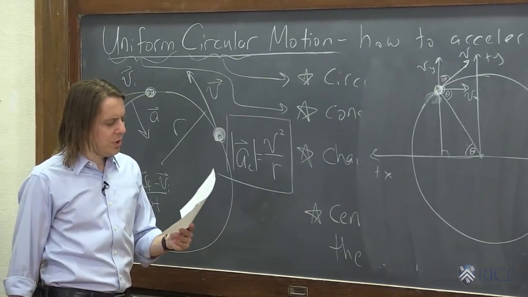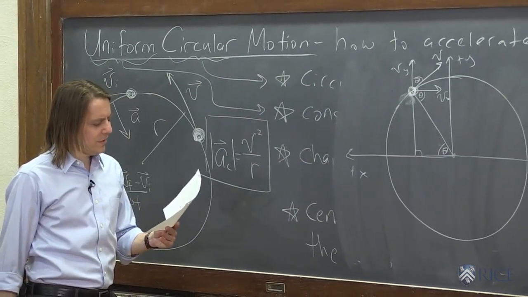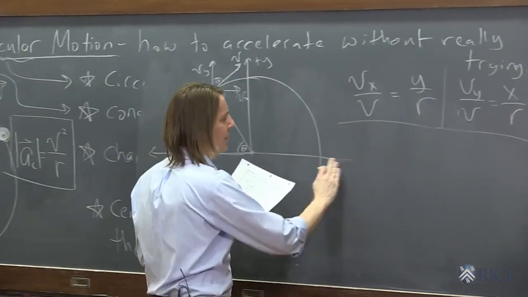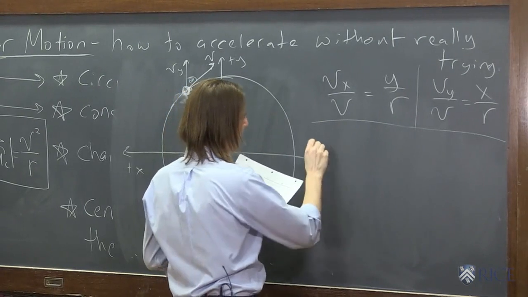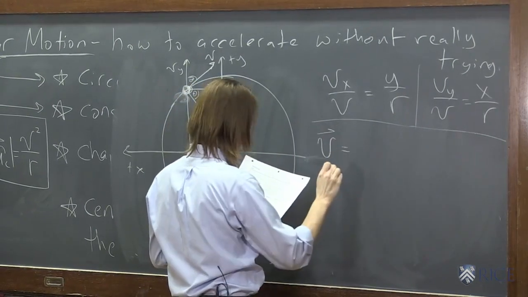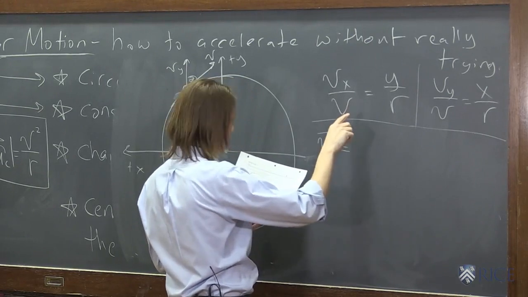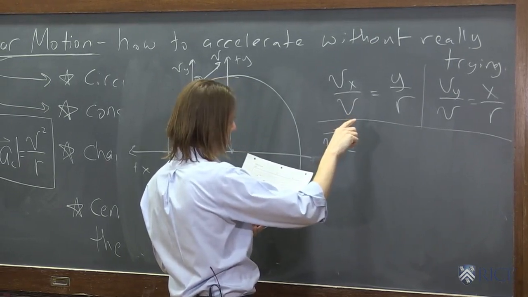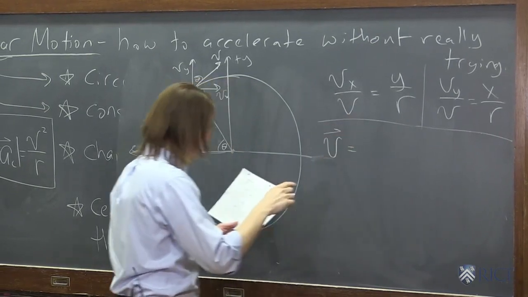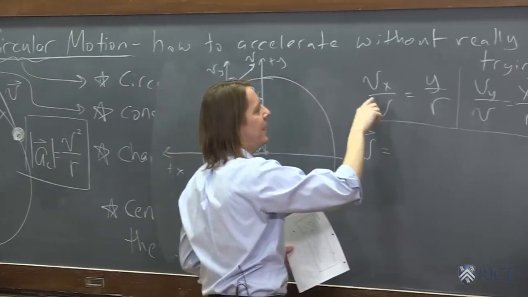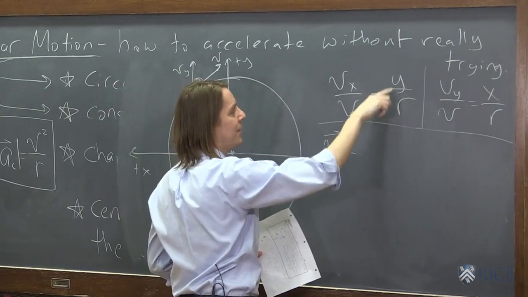And then we could also say, let's now write the velocity using those components. Okay, we could say that the velocity vector, therefore, is equal to, let's see, yeah, so we could say that the vx component is v times y over r.